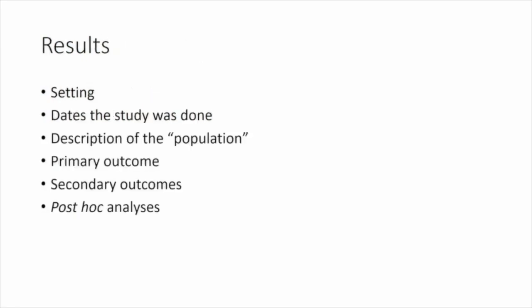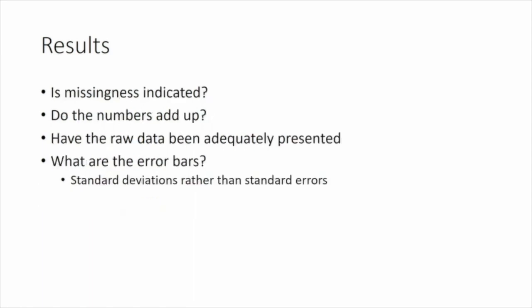The results should also indicate the setting and the dates that the study was done. It's very important that people say exactly when the study was done, when the first patient was recruited, when the analysis was done. Describe the population, as I said, the primary outcome, the secondary outcome, and the post hoc analyses. You can also look and see if there was any missingness and how the missingness is indicated. If you really want, you can add up the numbers in the tables and see whether they actually add up. It's surprising the number of times they don't.